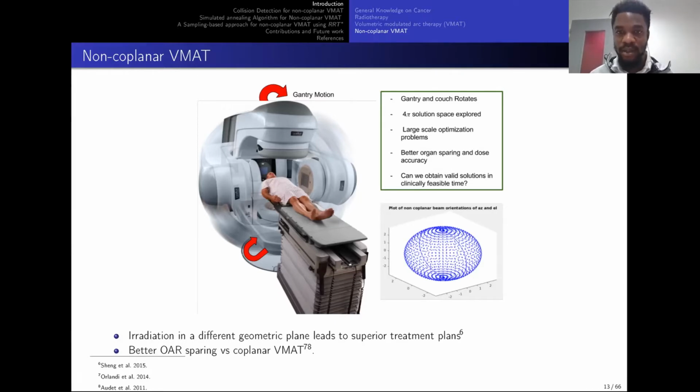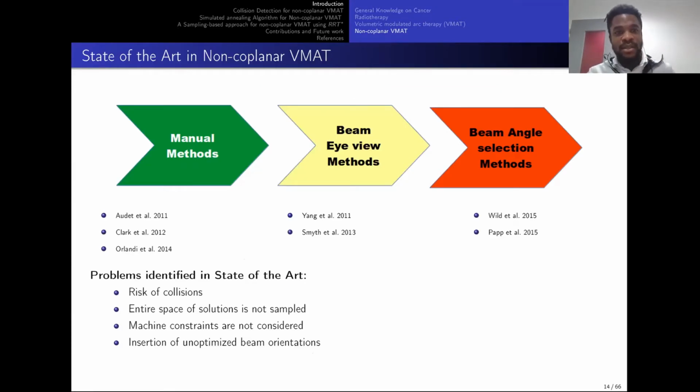The problem is that we have a huge space of possible solutions. So we have a much bigger and more complex problem. For the state of the art that exists for non-coplanar VMAT, we have manual methods. In this case, the treatment physicians manually select specific beam orientations and then say, okay, we will deliver the treatment from these beam orientations. So this is manual, it's not optimized. We don't know if there are better solutions. Of course, there are better solutions.